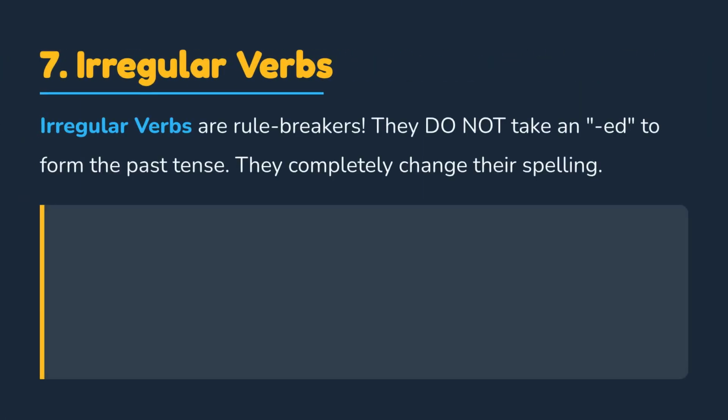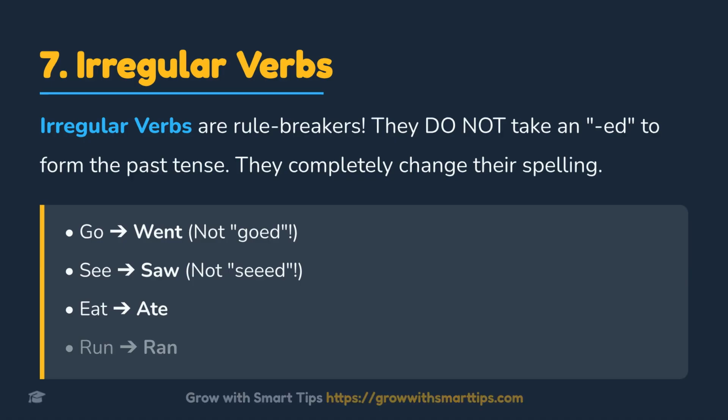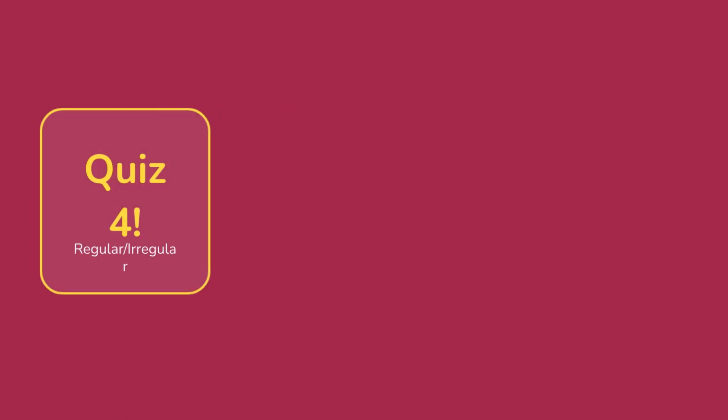Next are irregular verbs. These are the rule breakers. They do not take an ed to form the past tense. Instead, they completely change their spelling, like go becoming went, see becoming saw, eat becoming ate, and run becoming ran. Time for another quiz.